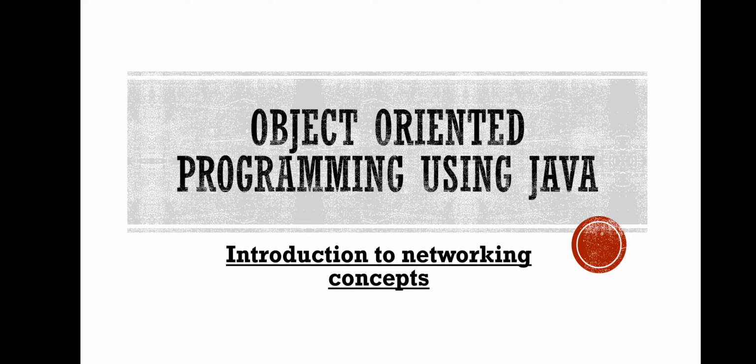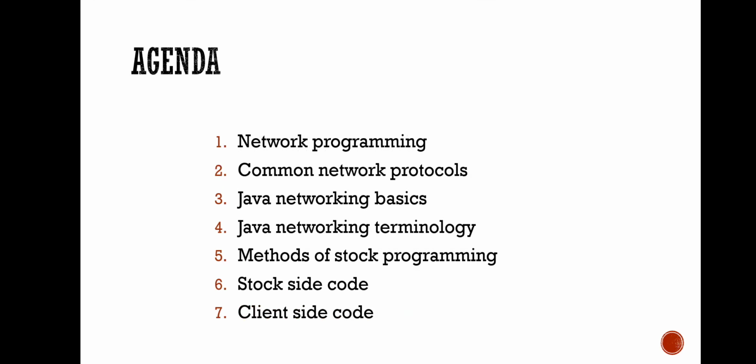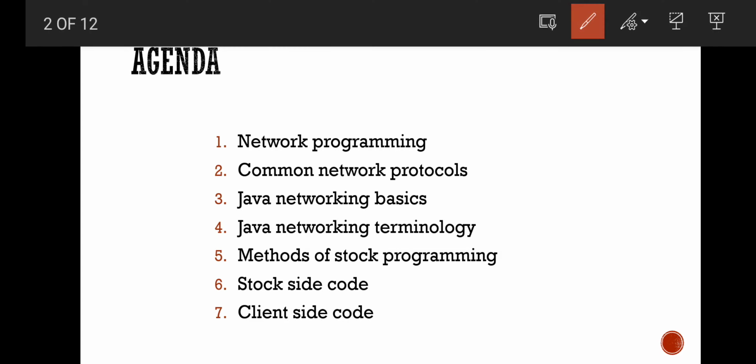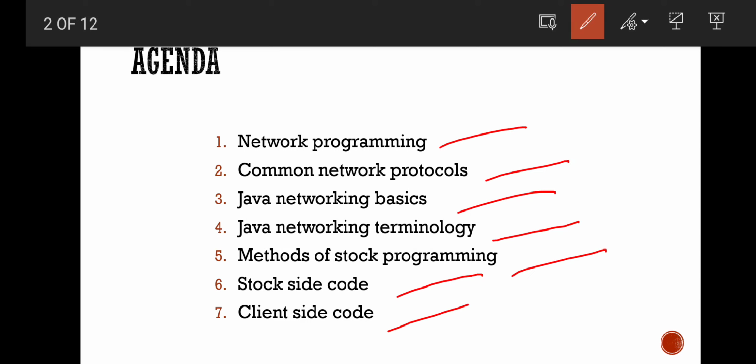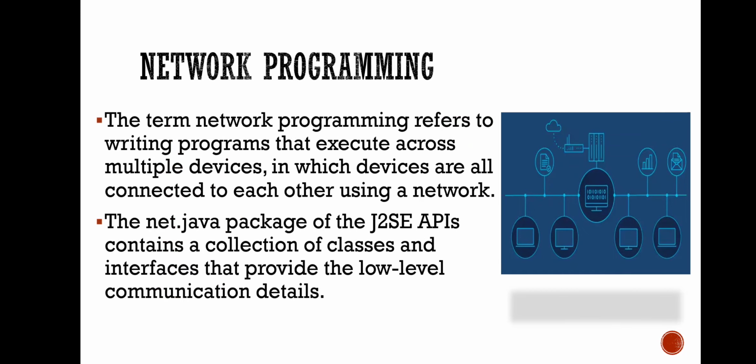Today we are learning a subject called Object Oriented Programming using Java. In that we are learning a topic called Introduction to Networking Concepts. So before knowing the concepts in brief, let us see what is the agenda. So the agenda is network programming, common network protocol, Java networking basics, Java networking terminology, methods of socket programming, server side code and client side code. These are the concepts we are covering for today.